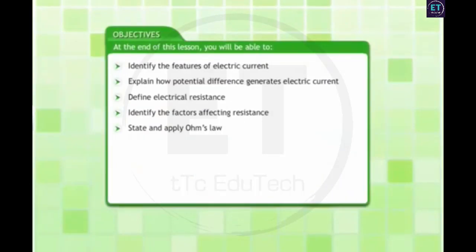At the end of this lesson, you will be able to identify the features of electric current, explain how potential difference generates electric current, define electrical resistance, identify the factors affecting resistance, and state and apply Ohm's law.